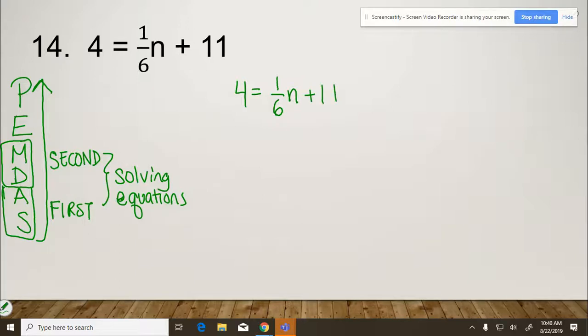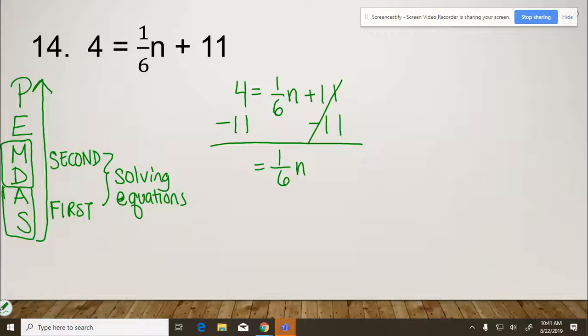So again, using my order of operations backwards, first I look for addition or subtraction, and I see addition, plus 11. So I'm going to get rid of that first. I'm going to get rid of plus 11 by subtracting it. That's the subtraction property of equality. I'm left with 1/6 n equals 4 minus 11.